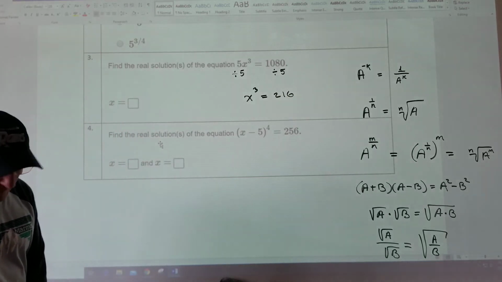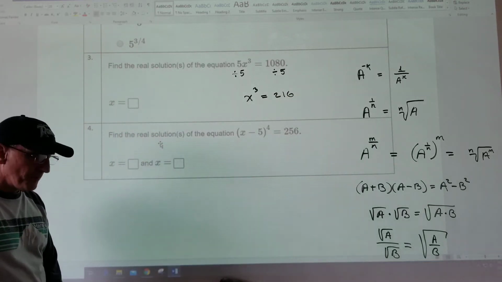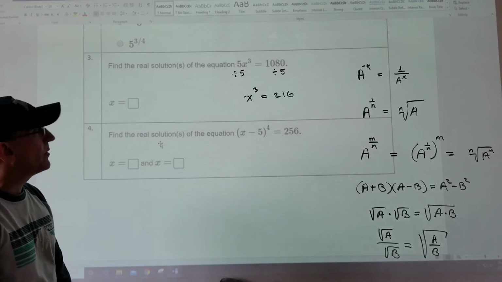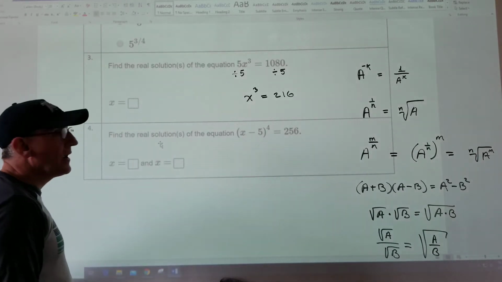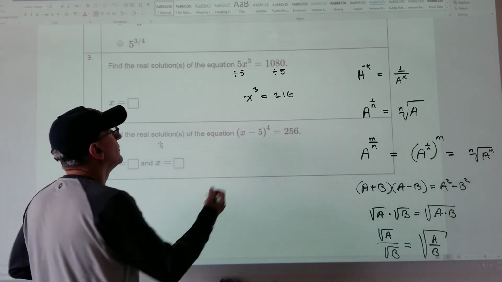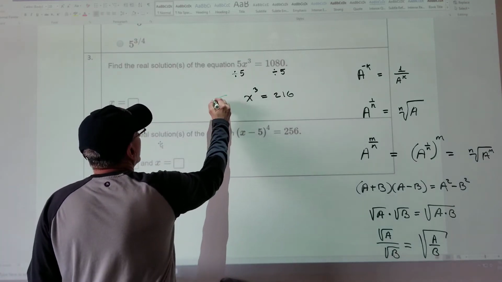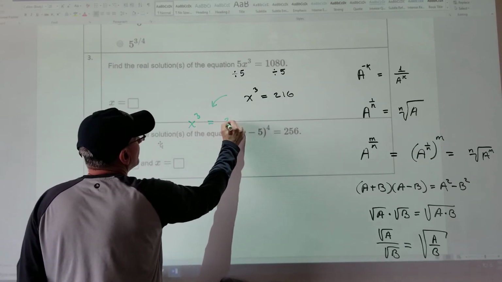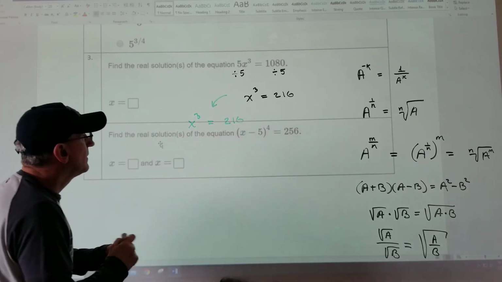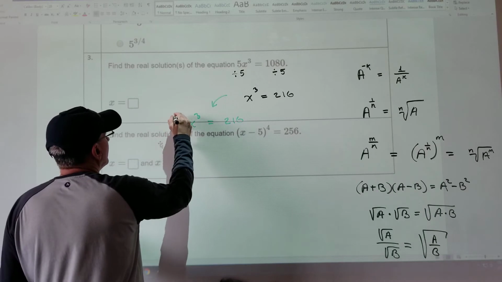Okay, if you don't have all your powers of 3 memorized, at this point you're going to want to reach for your calculator. And there are 2 ways you can go, and they're absolutely equivalent. You can go this way, where you go to both sides of the equation and take a cube root.